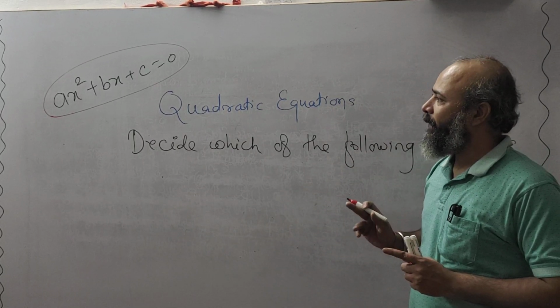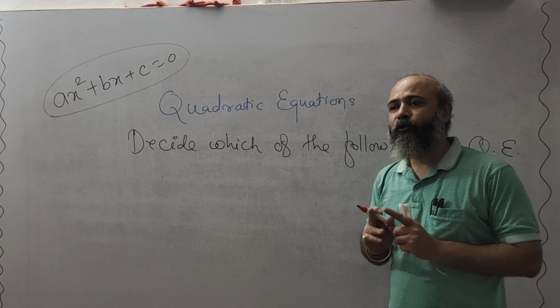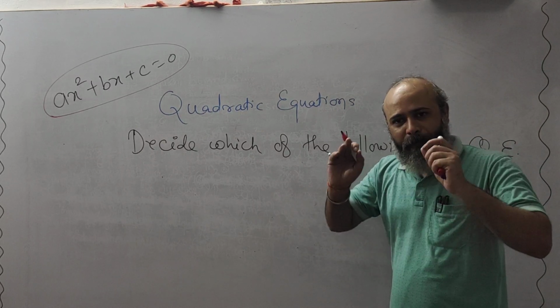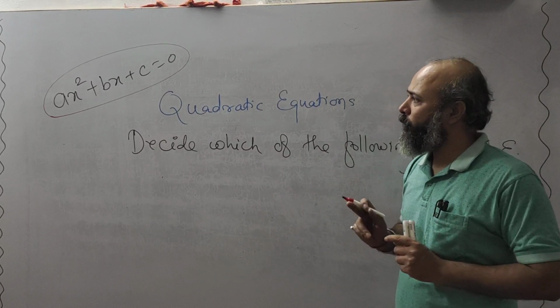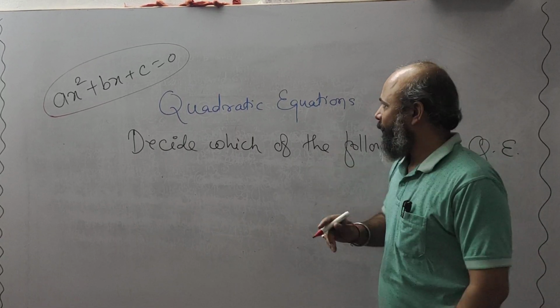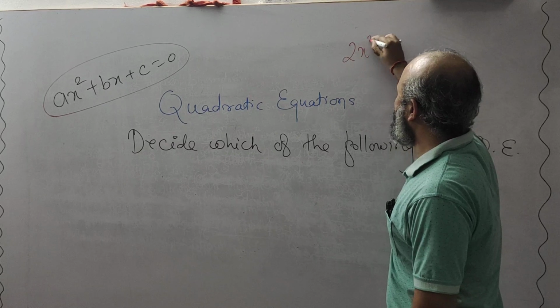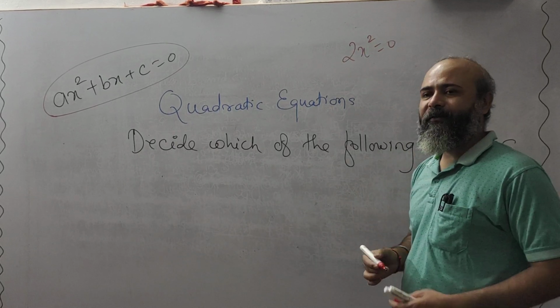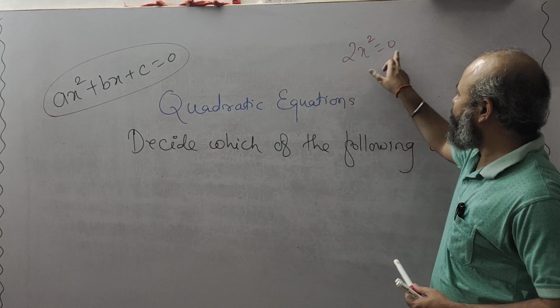Means that the maximum degree of the variable should be 2. Then you will say that the given equation is a quadratic equation. For example, 2x square is equal to 0.